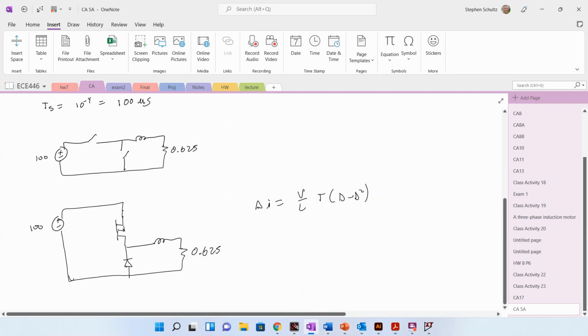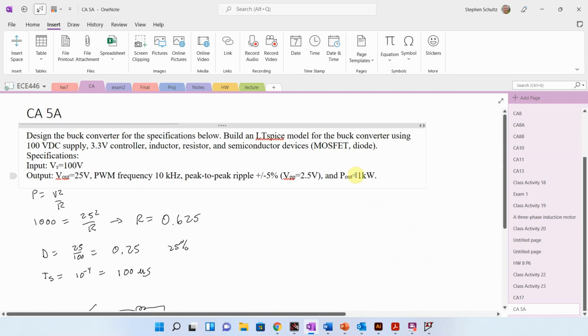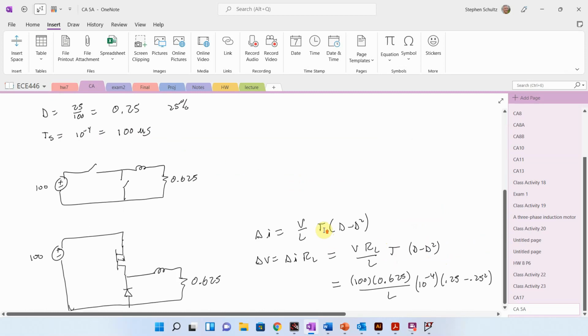Okay, and we are after ripple, so delta V is equal to delta I times RL, which is equal to V times RL over L times T times D minus D squared. This is going to be equal to 100 times 0.625 over L times 10 to the minus 4 times 0.25 minus 0.25 squared. And this should be equal to the peak-to-peak ripple we were shooting for, 2.5.